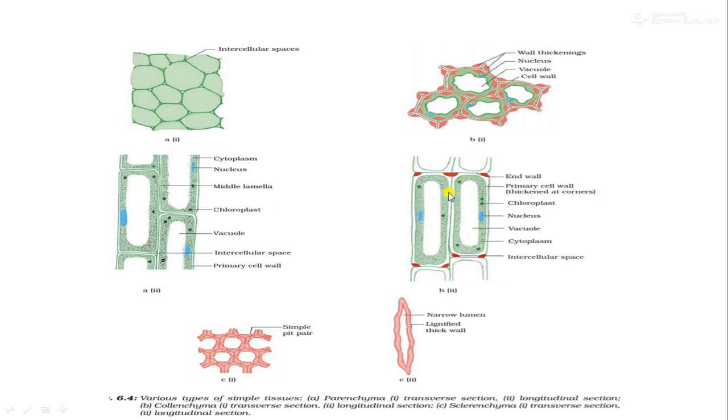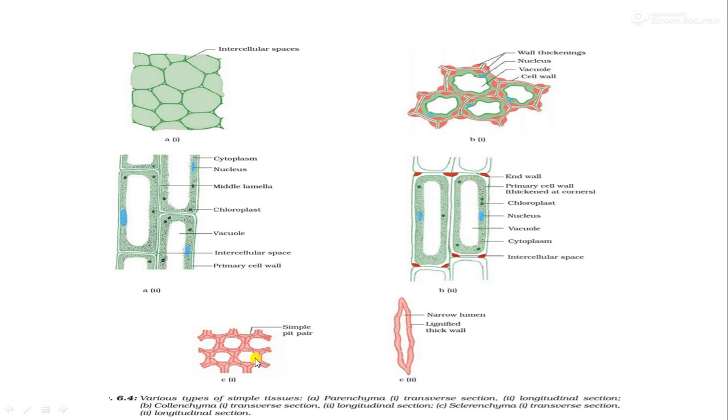For learning, we are studying only the details of one cell, but all the cells are like that. This is the end wall, and see the corners are thickened. This red color shows the thickening at the corners, where the primary cell wall is thickened. Some of the collenchyma cells have chloroplast, and the nucleus and cytoplasm are in the periphery, with the vacuole.